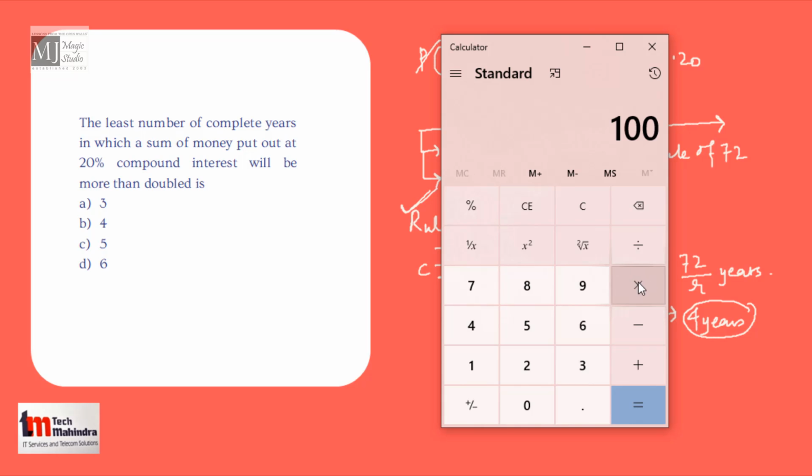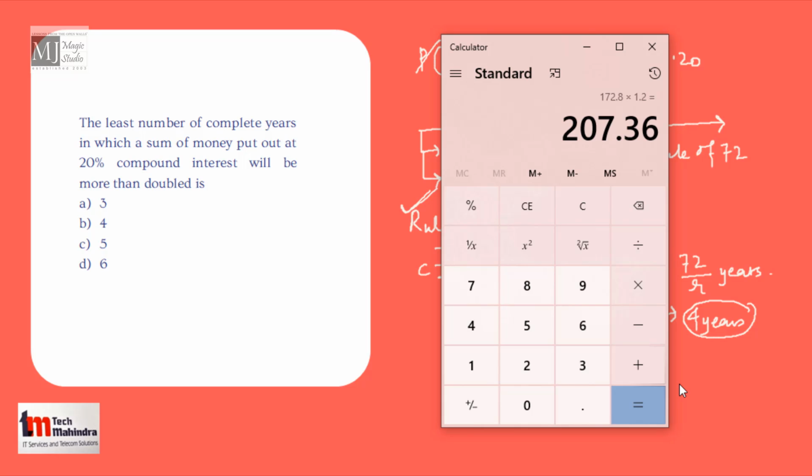By the end of first year, I'll get into 1.2, that is 120. By the end of second year, into 1.2, I'll get 144. By the end of third year, into 1.2, I'll get 172.8. By the end of fourth year, into 1.2, I'll get 207.36, which is more than double.